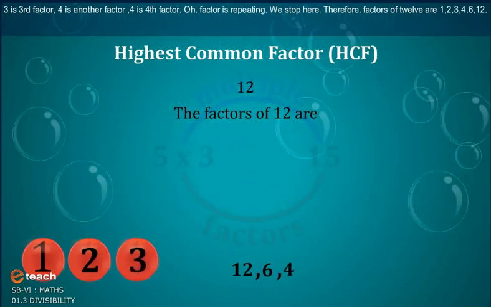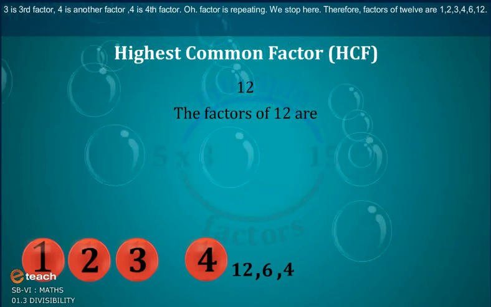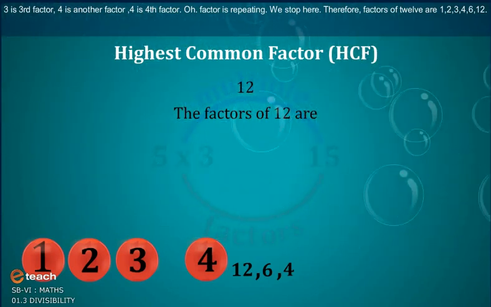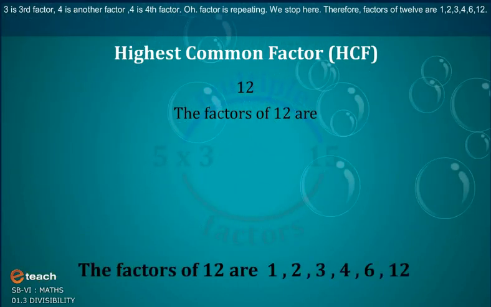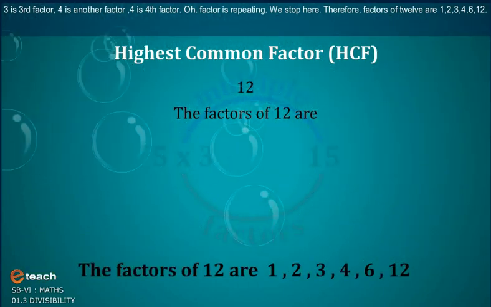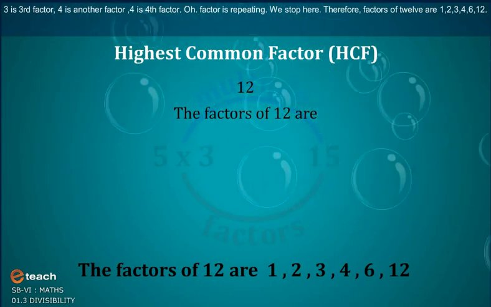4 is fourth factor. Oh, the factors are repeating. So we should stop here. Therefore, factors of 12 are 1, 2, 3, 4, 6 and 12.